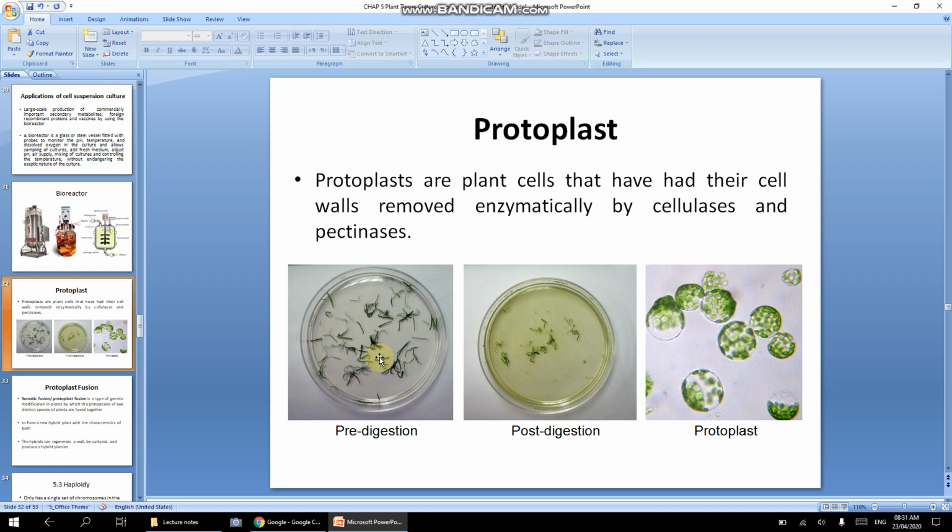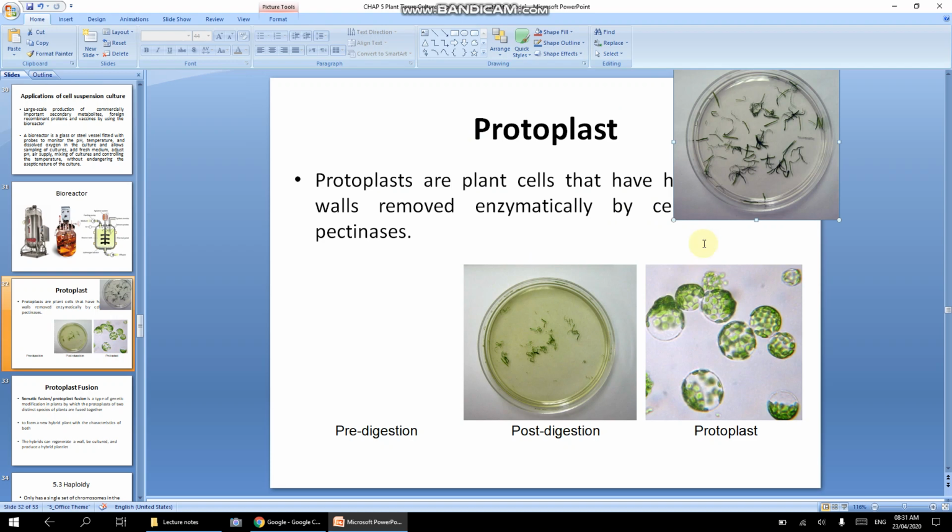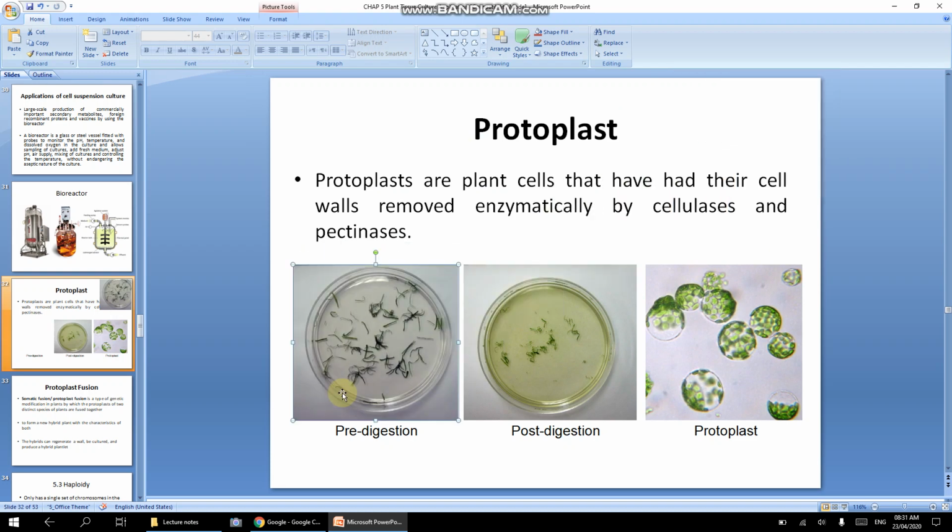Next one is protoplast. Plant cells have had their cell walls removed enzymatically by cellulases and pectinases. So this is pre-digestion and post-digestion. You can see that the membrane has been taken out, so what's left is just the cytoplasm and the nucleus.